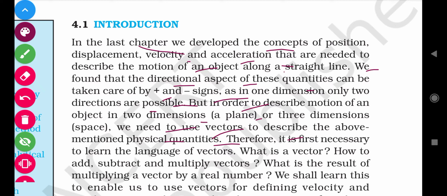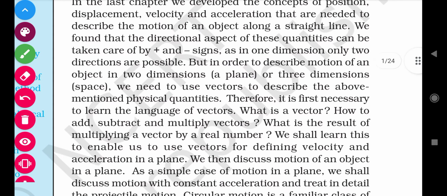Vectors help us in finding out the direction and value. Therefore it is necessary to learn the language of vectors. What is a vector? How to add, subtract and multiply vectors? What is the result of multiplying a vector by a real number? We shall learn this to enable us to use vectors to define velocity and acceleration in a plane.